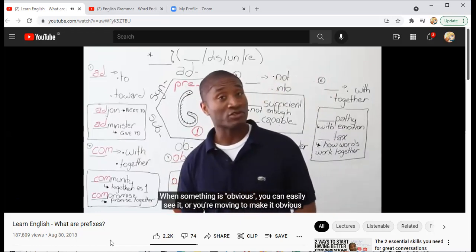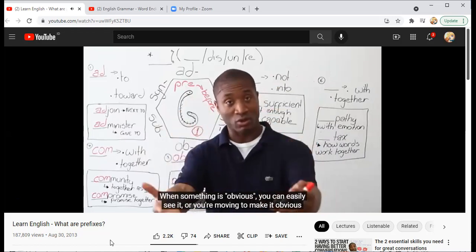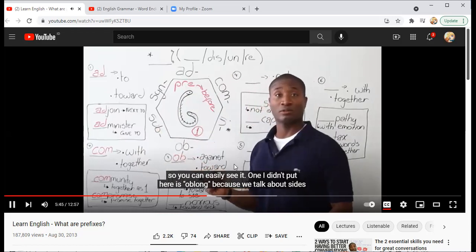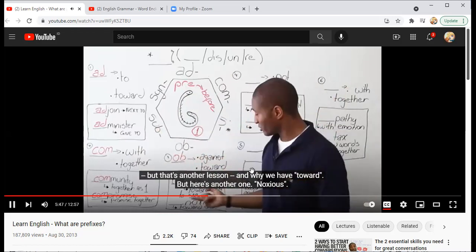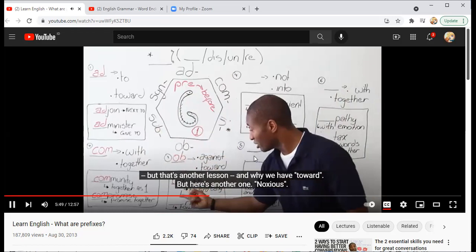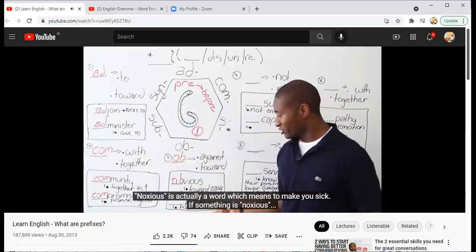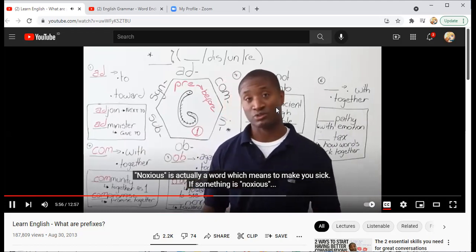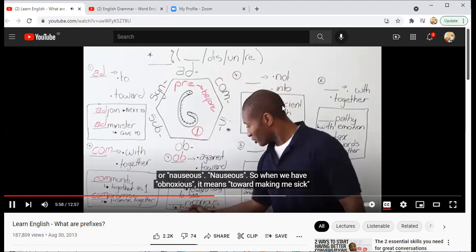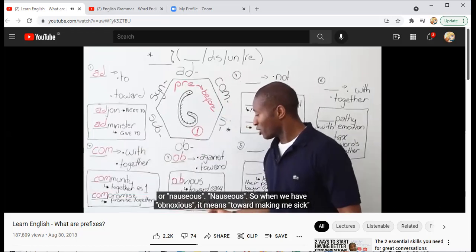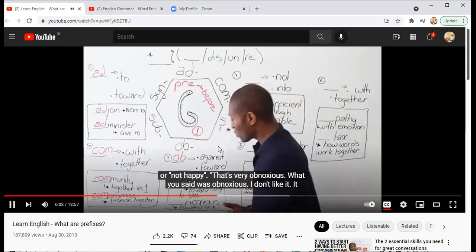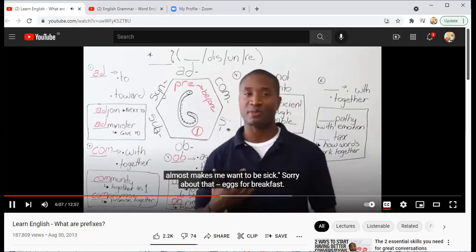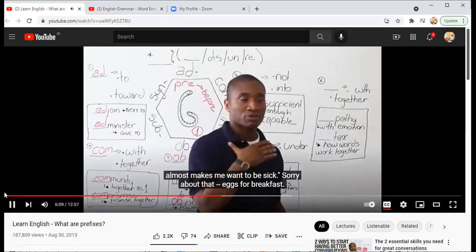When something is obvious, you can easily see it, or you're moving to make it obvious, so you can easily see it. One I didn't put here is all, because we talk about signs, but that's another lesson, the one we have toward. But here's another one, noxious. Noxious is actually a word which means to make you sick. If something is noxious, or nauseous, nauseous. So when we have obnoxious, it means toward making you sick, or not happy. That's very obnoxious. What you said was obnoxious. I don't like it. It almost makes me want to be sick. Sorry about that.